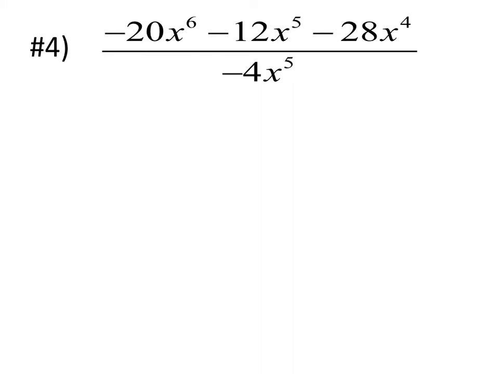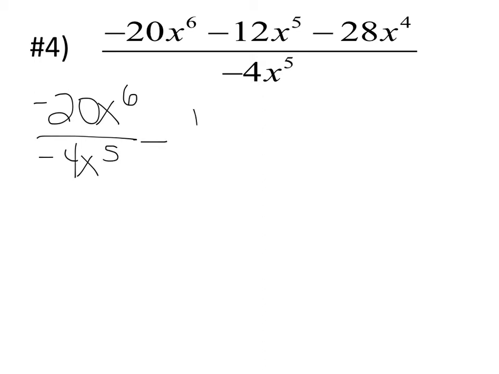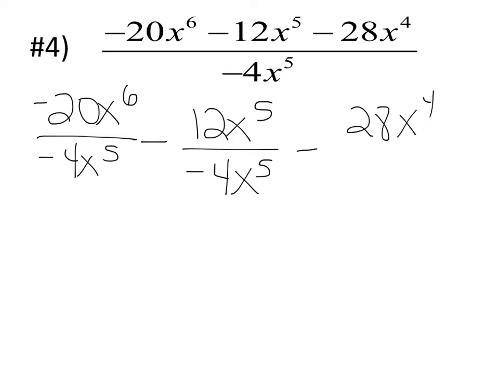Okay, so now we're dividing. This is dividing by a monomial, so just break everything up. So you're going to do negative 20x to the 6th over negative 4x to the 5th minus 12x to the 5th over negative 4x to the 5th minus 28x to the 4th over negative 4x to the 5th. So negative 20 divided by negative 4 is 5. And all of these cancel all but one of those. So I'm left with 5x.